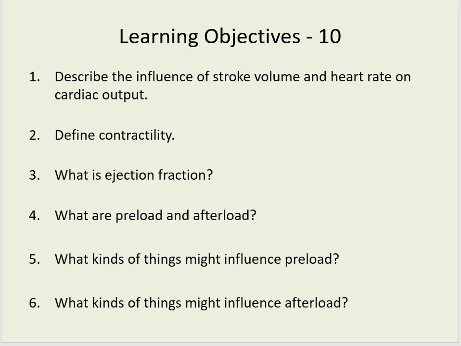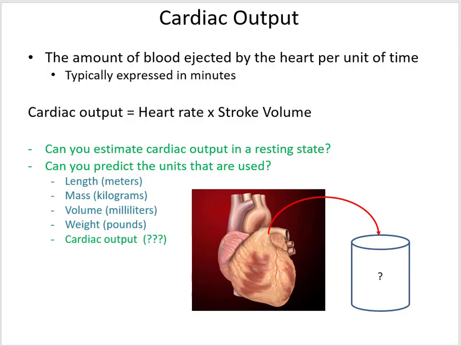So up till now, we've looked at the basics of things like SA node and AV node and depolarization of pacemaker cells, as well as ventricular myocardium and such. And now we want to look at the heart as a whole and look at what it actually does meaningfully for the human. So we've got this thing called cardiac output. So let's move slides. There we go.